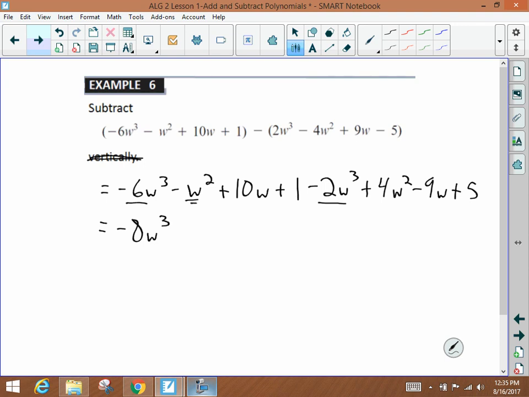I can also combine these. All right, looking for like terms. My squared terms can be combined. Negative w squared plus 4w squared is going to be positive 3w squared. And then this 10w can be combined with this negative 9w. So 10 minus 9 is going to be 1.